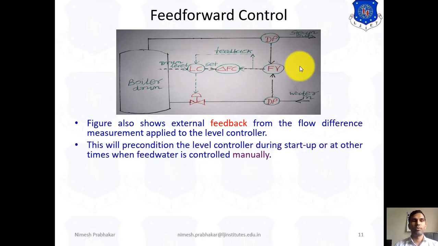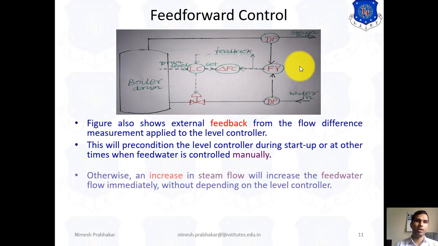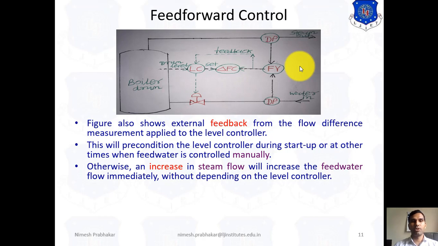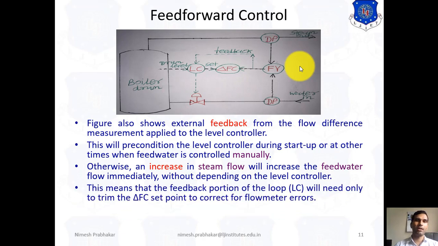So this precondition, that means why we require this feedback loop, is because of the level control during startup or at other times when the feed water is controlled manually. At that time we have to use this feedback loop. Otherwise, we know an increase in the steam flow will increase the feed water flow immediately without depending on the level controller. That means here we do not require the level controller, because this directly increases or decreases.